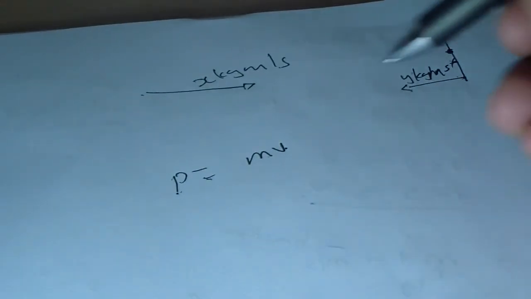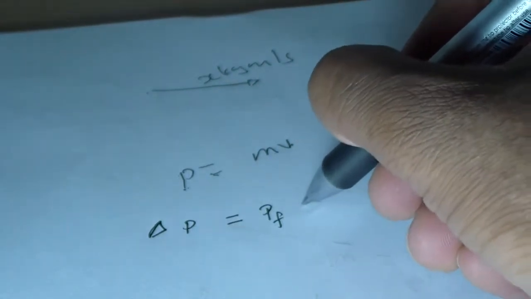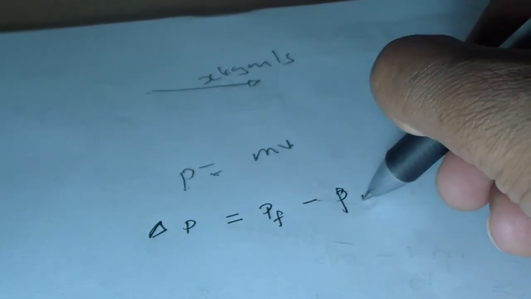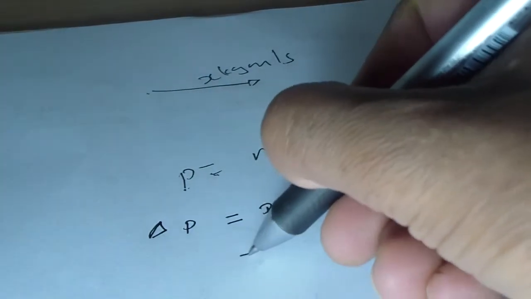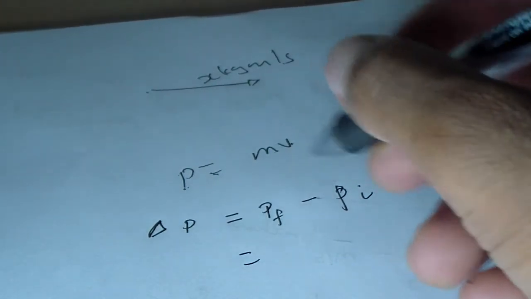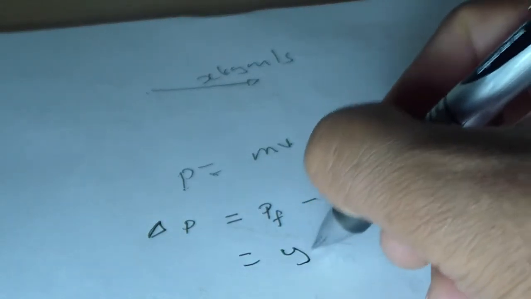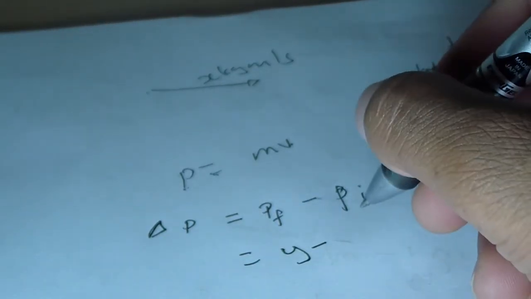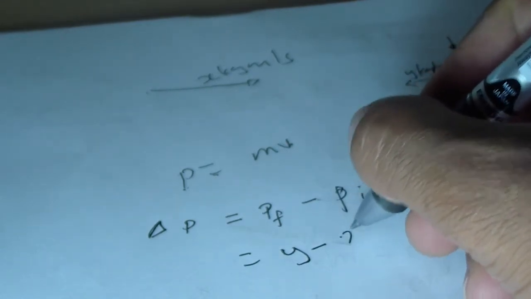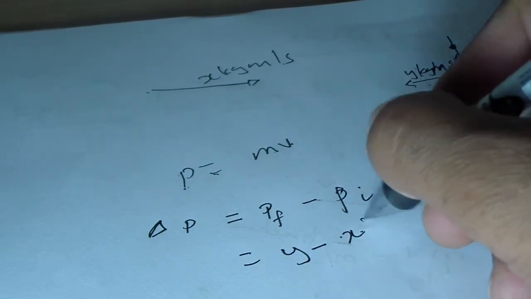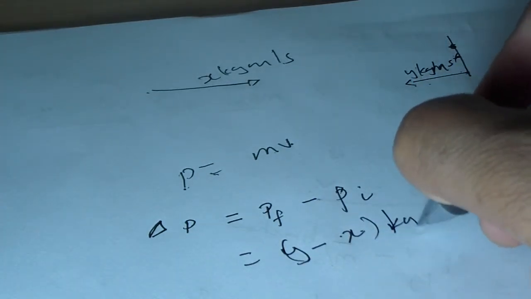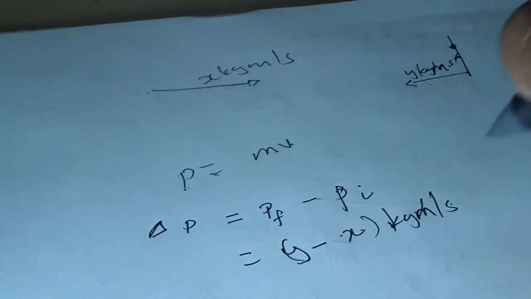So let's assume we're going to find the change in momentum. Remember, change simply means momentum final minus momentum initial. In this case, the change in momentum is y, which is the final momentum, minus the momentum in this direction, which is x, going in the other direction. Whatever this value is, it will be in kg meters per second. So that's the change in momentum.